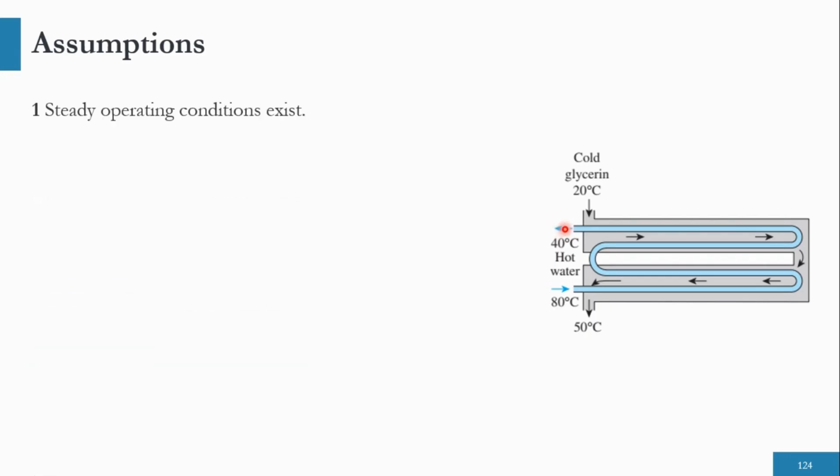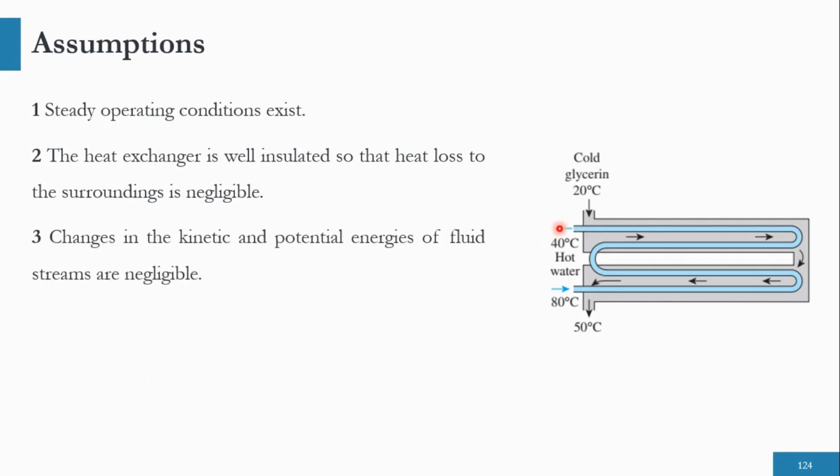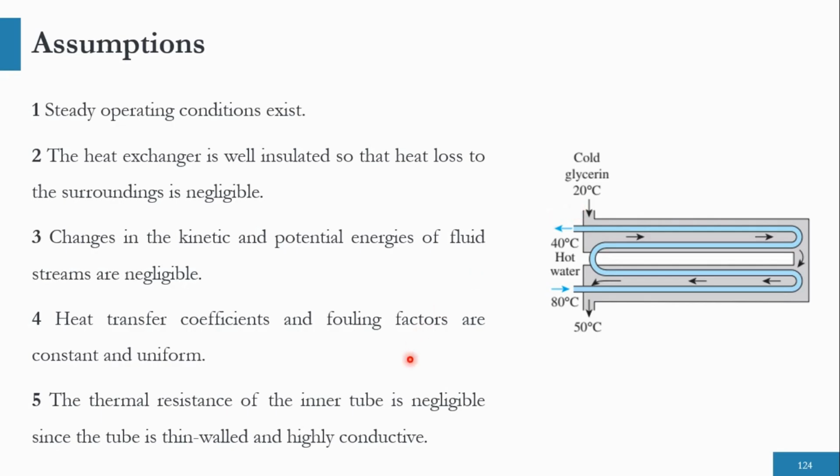The first assumption is that steady state operating conditions exist. Second, the heat exchanger is well insulated, so there is no heat loss or leak to the environment or surroundings. The changes in kinetic and potential energies of fluid streams are negligible. The heat transfer coefficients and fouling factors are constant and uniform. These won't change. And the thermal resistance of the inner tube is negligible since the tube is thin-walled and highly conductive. So these are the five assumptions which we will be taking for solving this numerical, or you can say to simplify our problem.